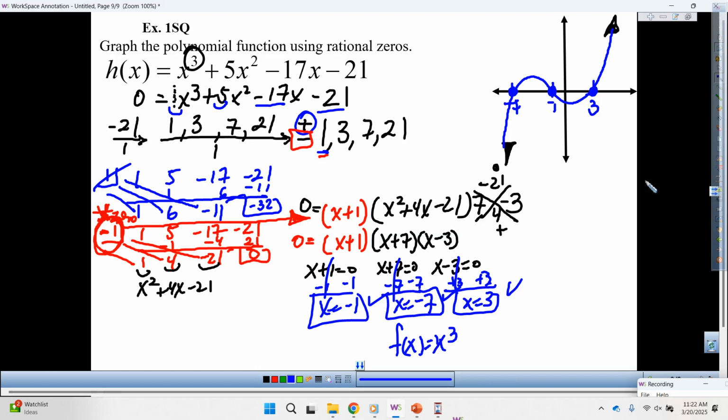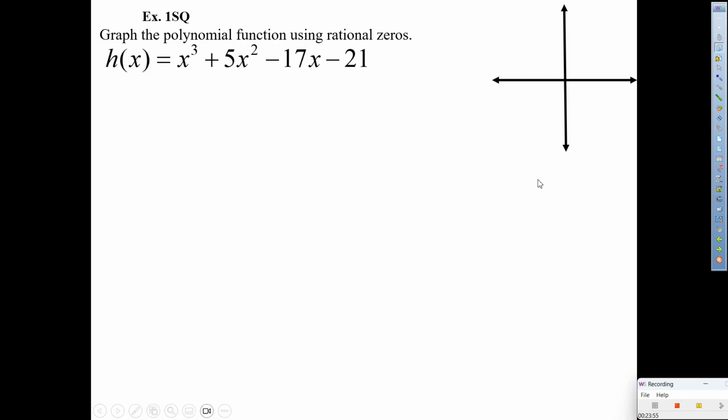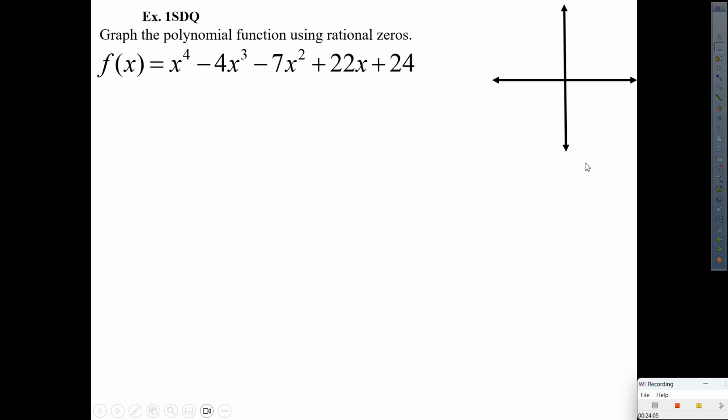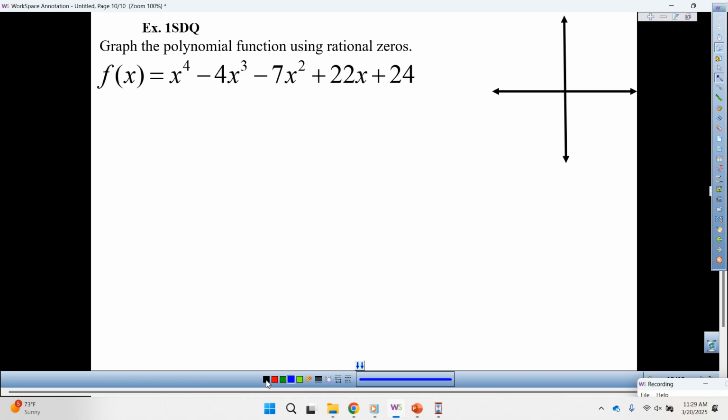All right, from 1 to 5, how come through are you now putting it all together on this one? 5 4s, yes. All right, let's go to the next one. Example super duper Q. We got f of x equals x to the 4th minus 4x cubed minus 7x squared plus 22x plus 24. Set it equal to 0.